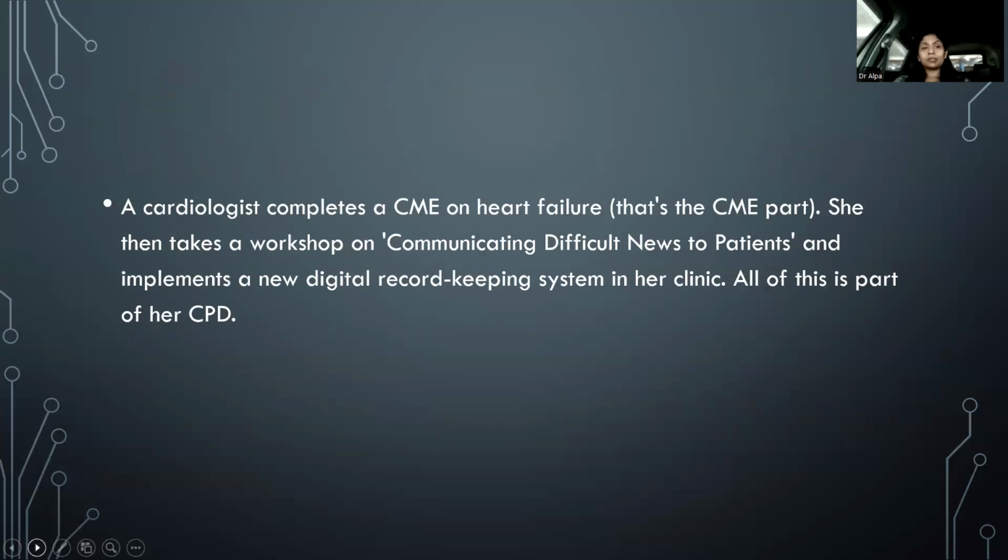So the example in this case would be a cardiologist completes a CME on heart failure. Now she takes up a workshop on communicating difficult news to patients. See, communicating difficult news to patients is not a clinical topic which will have new insights and would become a CME. However, it will form part of our CPD portfolio.